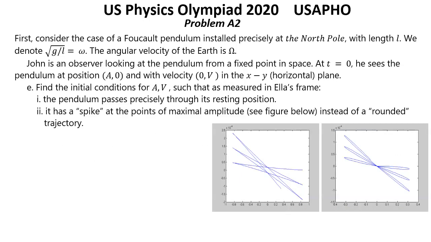Question 2. The trajectory has a spike at the points of maximal amplitude, instead of a rounded trajectory. See the figure below. Solution. To have a spike, we need the velocity to vanish at the extremal points in L's frame. This gives the condition v equal big omega A. Note that in L's frame, this implies releasing the pendulum from rest at some amplitude. So that's the answer for question E, part 2.